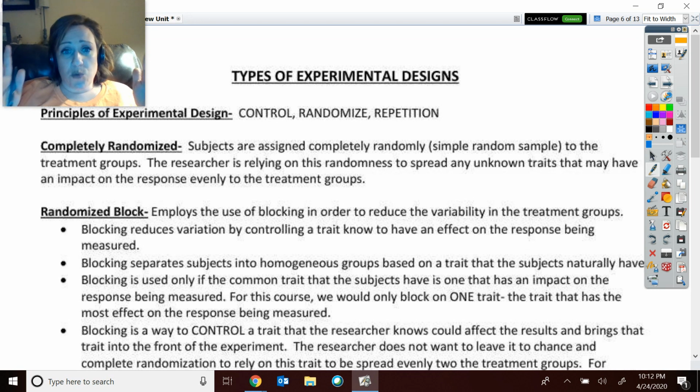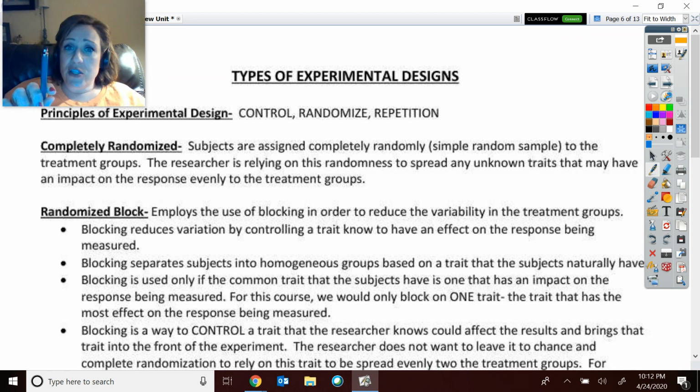Control, randomize, repeat. Okay, the principles of experimental design. The controlling methods we have, we try to do that randomization to reduce bias and spread unknown traits evenly. We are doing that with a completely randomized design where first just everybody goes in a big bag, we shake well, and then we distribute the subjects evenly to the treatment groups.